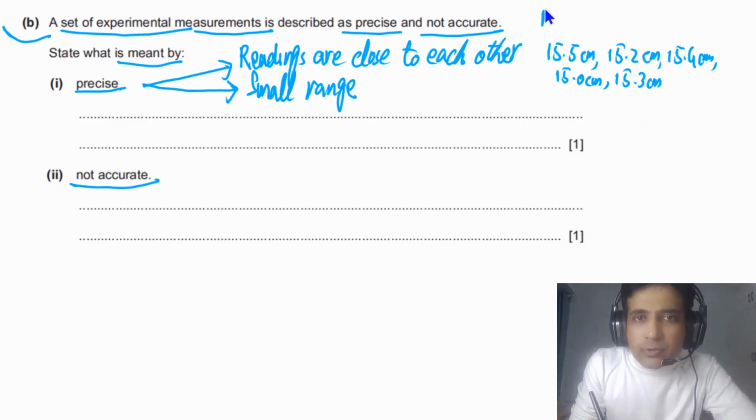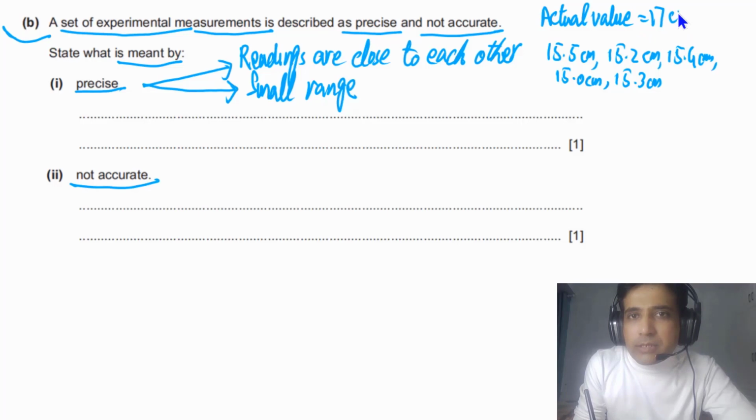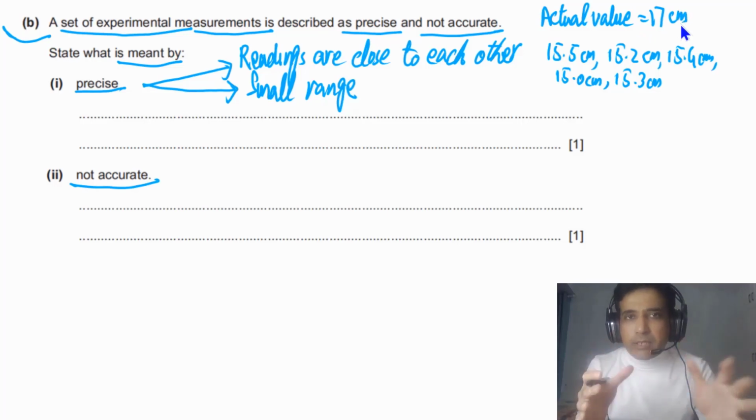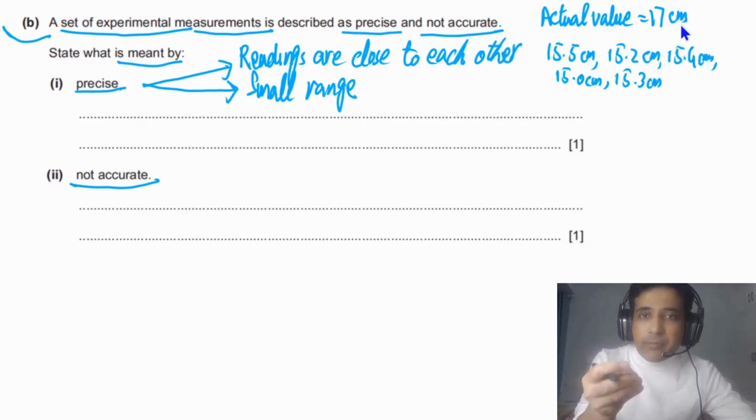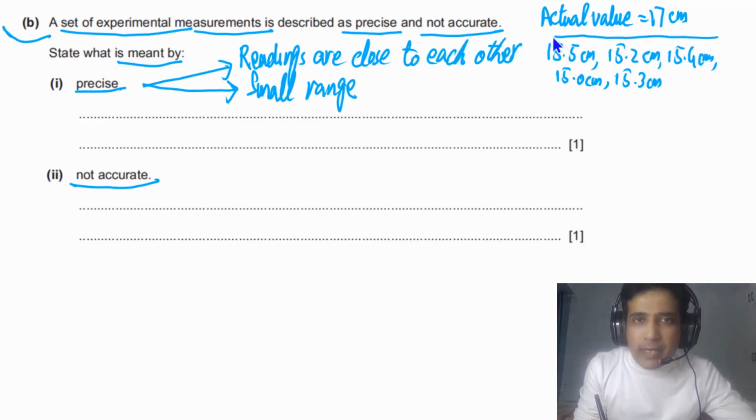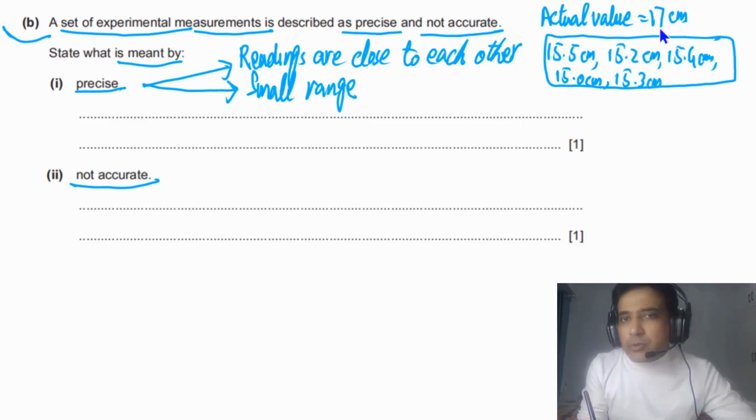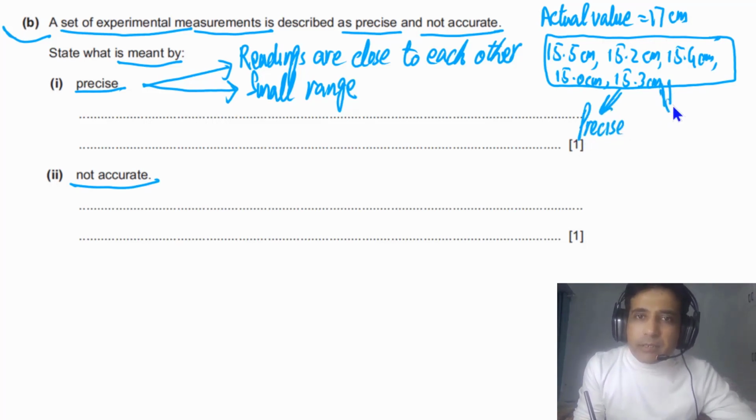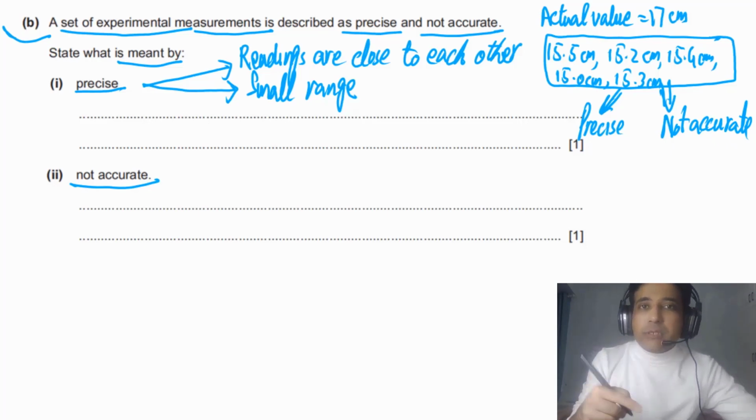Imagine that the actual value is 17 centimeters. But this is the data, the measurements we have taken with the help of an instrument. Now, if you look at these values, they are close to each other, but they are not close to the actual value. So we will say this data is precise, but it is not accurate. Later we will discuss accuracy in detail.